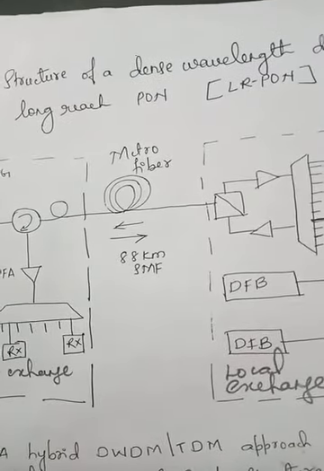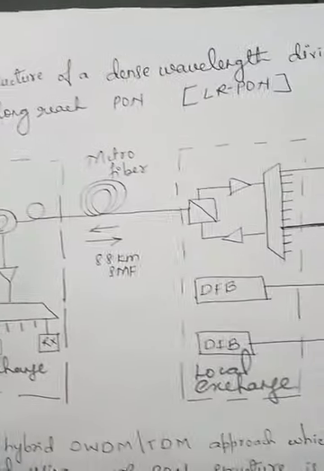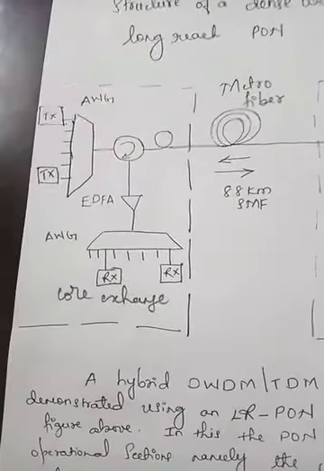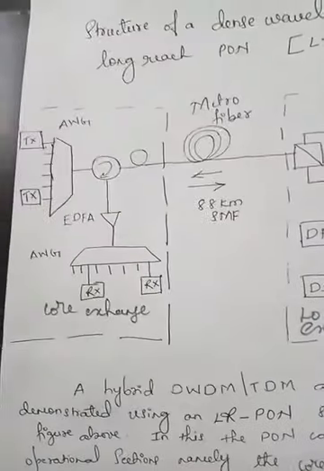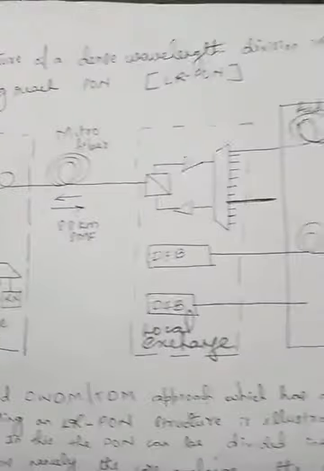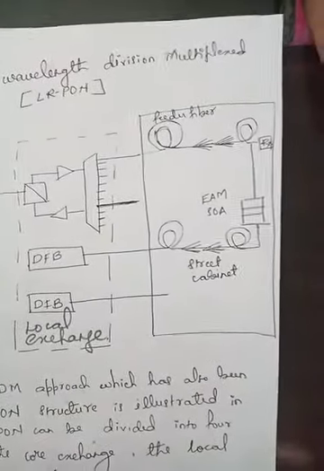The next topic for today is the LRPON. So this is the structure of a dense wavelength division multiplexed LRPON, that's a DWDM LRPON. It consists of 4 operational sections. One is a core exchange, another is a local exchange, and another is a street cabinet connected to optical network units.